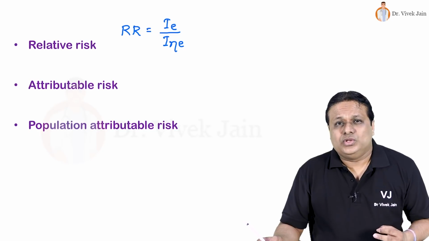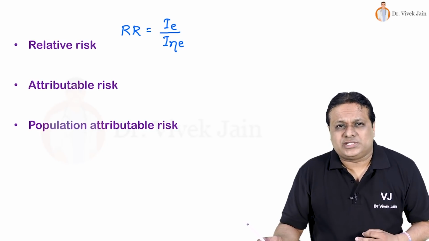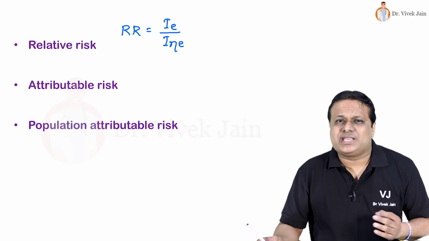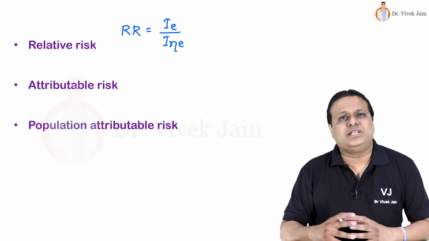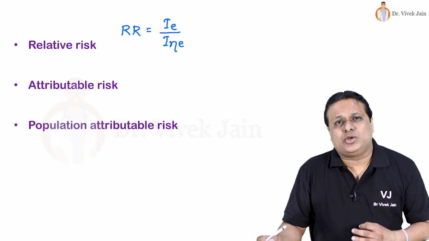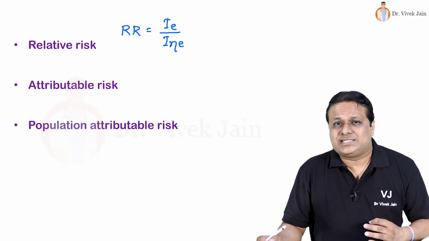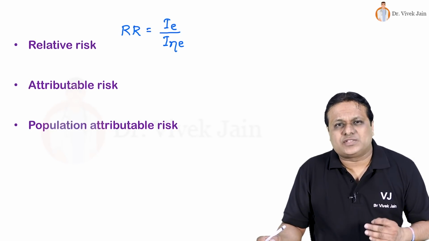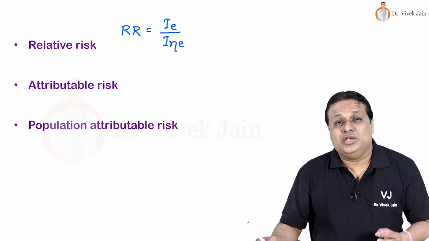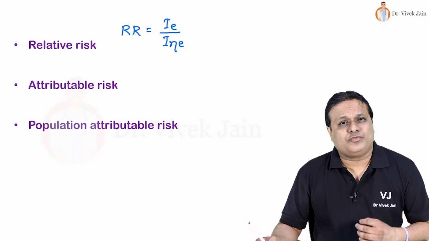It tells you the strength of association between risk factor and disease, cause and effect, or you can say exposure and outcome. If this relative risk is more than 1, association is present. If it is equal to 1, no association. Less than 1, inverse association, negative association, or you can say risk factor may be protective for the disease under study. Relative risk is the most commonly used, most accurate measure of strength of association.